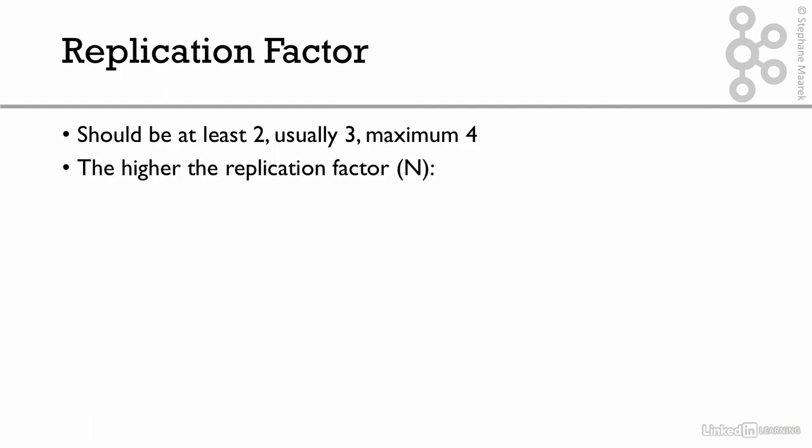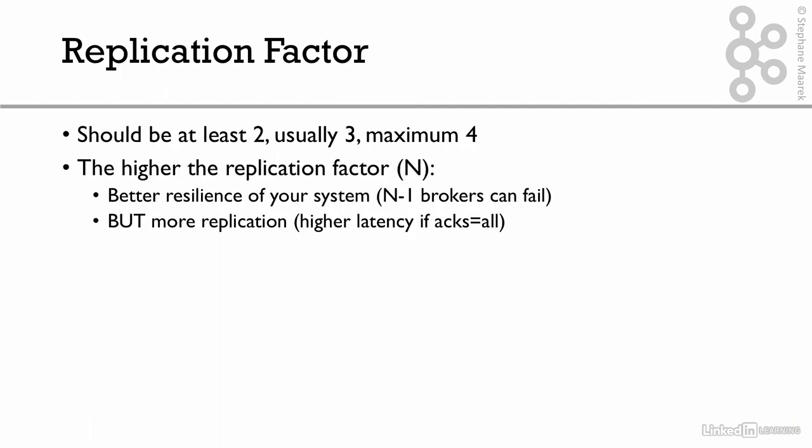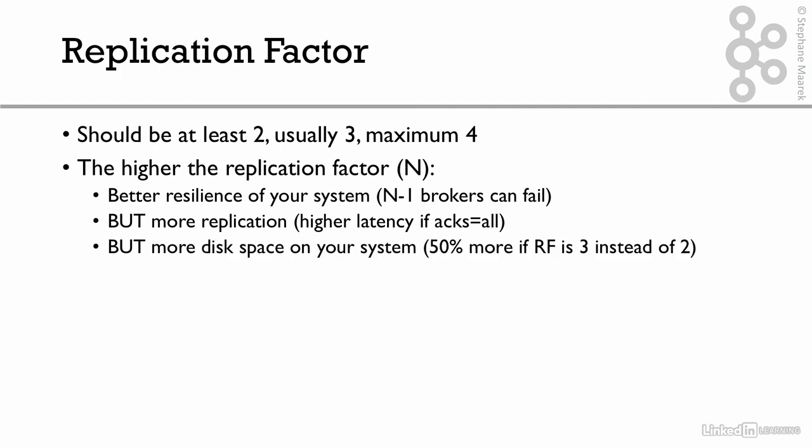Now, replication factor should be at least 2, usually 3, maximum 4. So the higher the replication factor, you know this already, we're going to get better resilience of your system. So n-1 brokers can fail. We're going to get more replication. That means there will be a higher latency, especially if you do acks equals all. And there's going to be more disk space on your system used. For example, if you go from 2 to 3 as a replication factor, that's 50% more data being stored on your cluster.